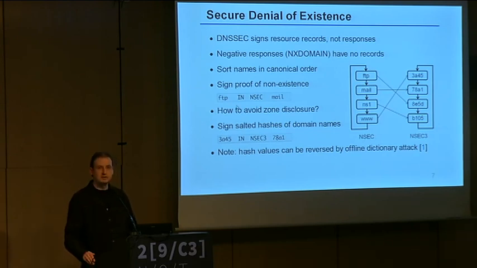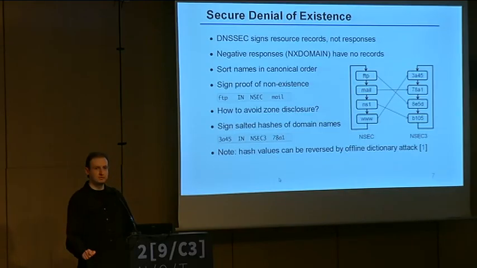Okay, now how can we avoid zone disclosure? There is another mechanism, NSEC3, and this works the following way. You don't disclose the domain names, you disclose hashes of the domain names. So you hash all the domain names in your zone, and then you sort by the hashes, and then you give the following answer. There is a domain name with this hash, and there is a domain name with this hash, but in between there are no domain names.